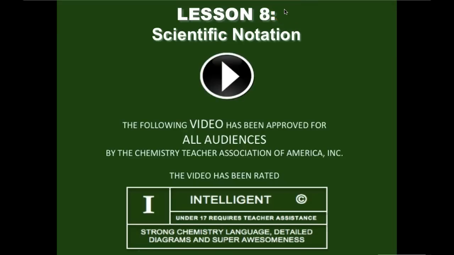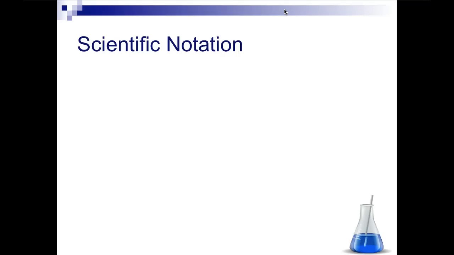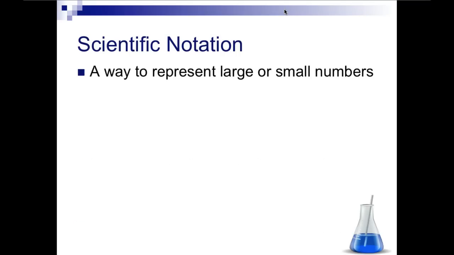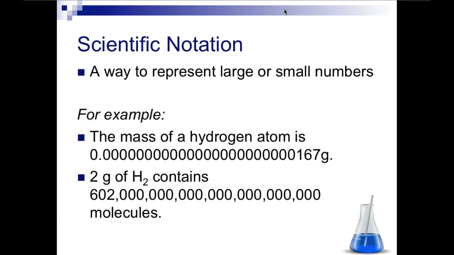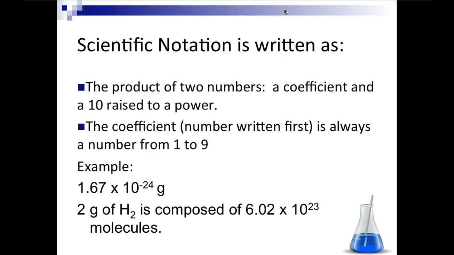All right, everybody, let's look at lesson 8, which is scientific notation. Scientific notation is a way to represent large or small numbers. For example, the mass of the hydrogen atom is way too many zeros and then 167 grams. 2 grams of hydrogens contain all of those zeros. Okay, so instead of writing out all of those zeros, it's so much easier to write something in scientific notation.